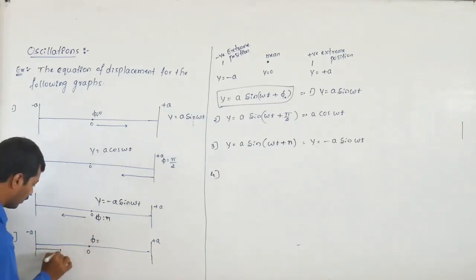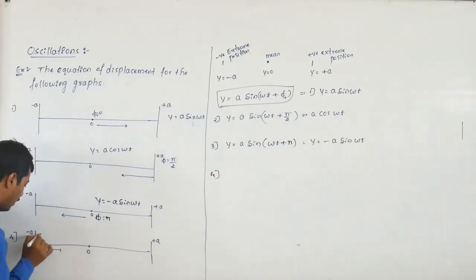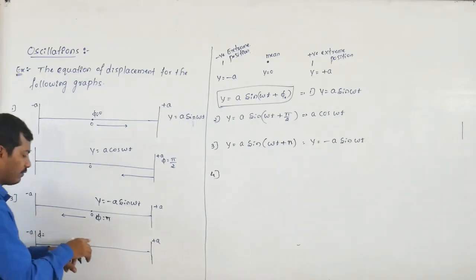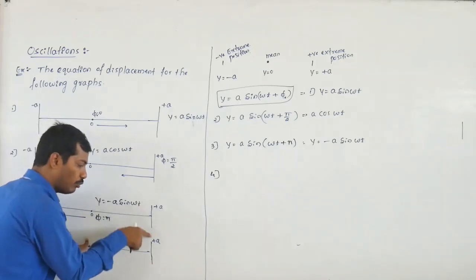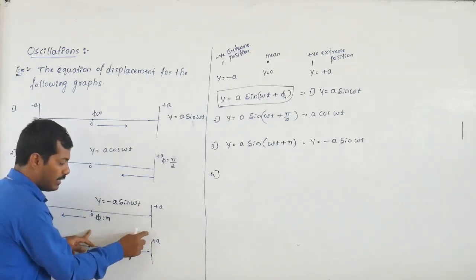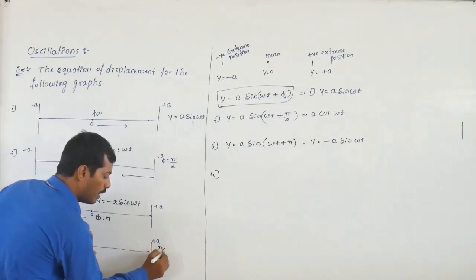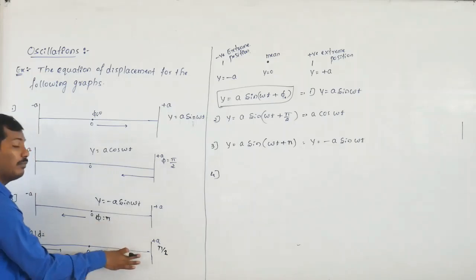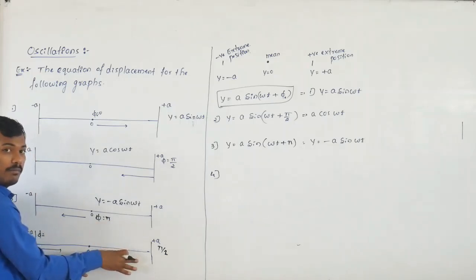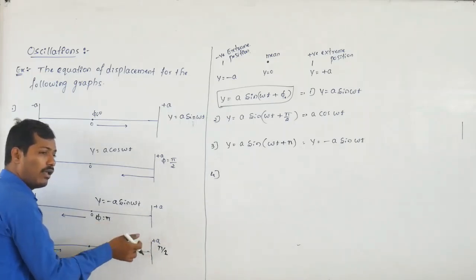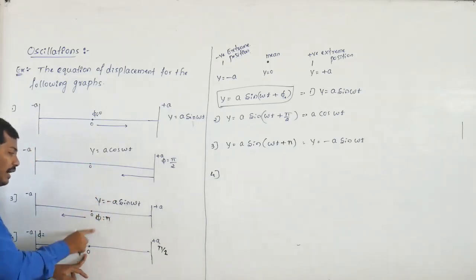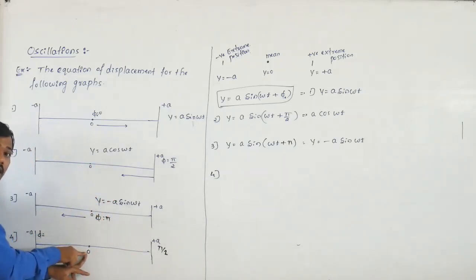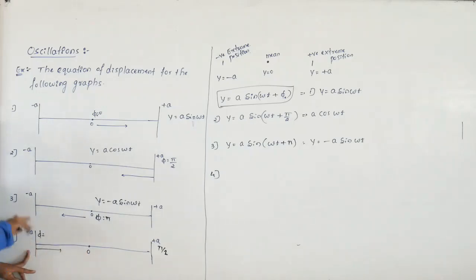Then again it starts from here to here. That angle is here. It starts from its mean position and reaches the positive extreme position. At this position the angle is pi by 2, and it returns back to the mean position, again making an angle pi by 2. Pi by 2 plus pi by 2 is pi here. Then it reaches the negative extreme position and starts to move towards the mean position.